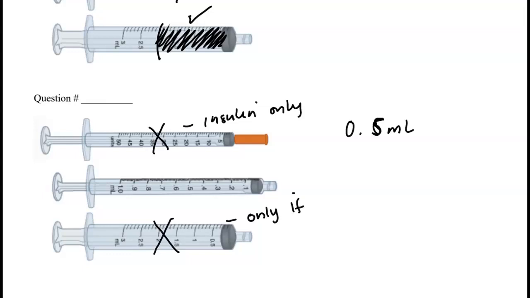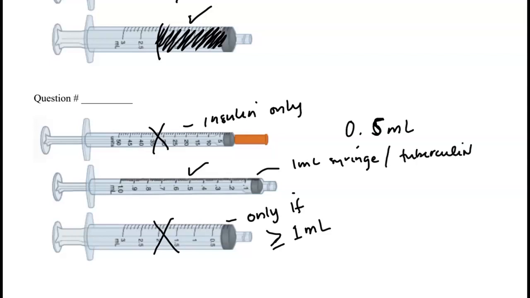So the last one is not the right one either because we need 0.5 ml, and this last one is only if it's greater than or equal to 1 ml. Now the right syringe is the middle one, right? So we use the 1 ml syringe or tuberculin syringe because we need 0.5 ml, and this is the syringe to use if we need to give something less than 1 ml.